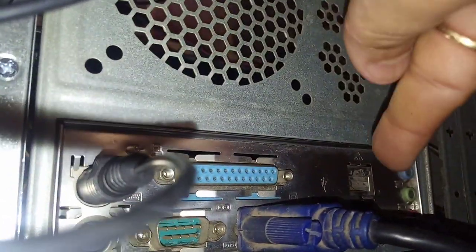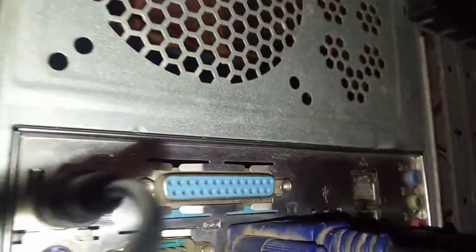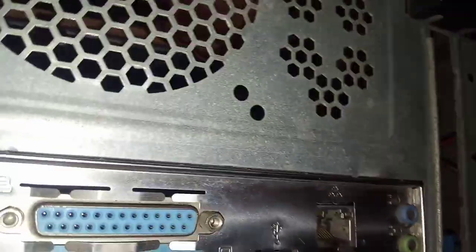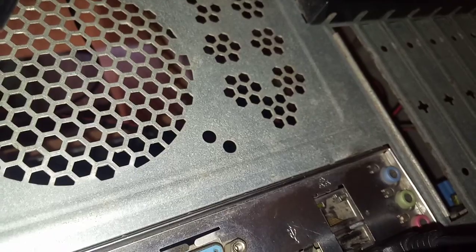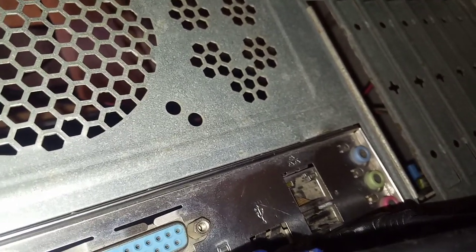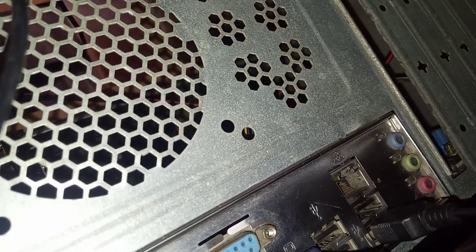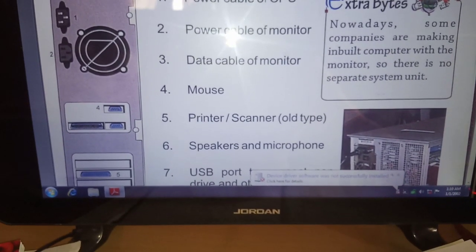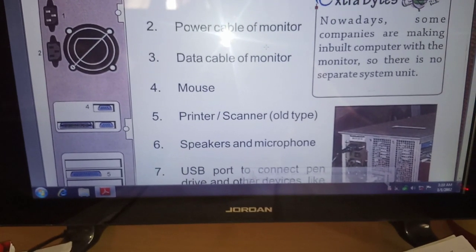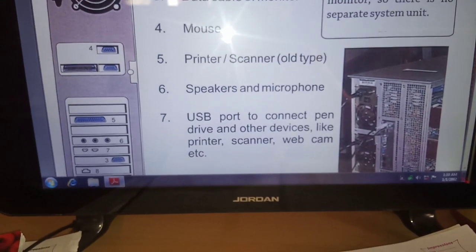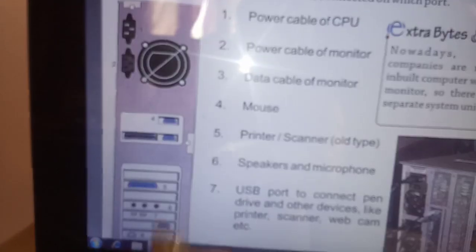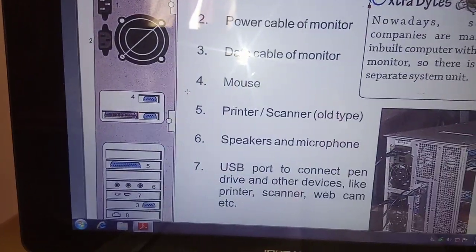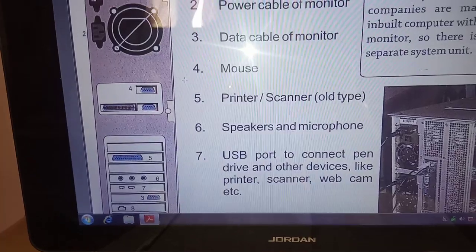This port is used for the internet wire, and we can see here three ports: purple, green and pink. These are used for microphone and speaker wires. Students, we have already seen the rear panel of the CPU, and these all are ports which are used for connecting connectors.